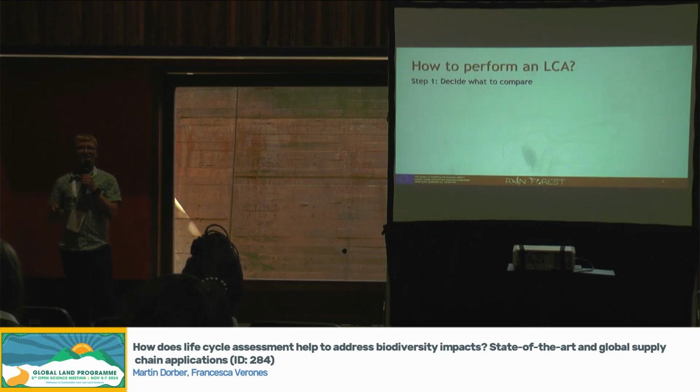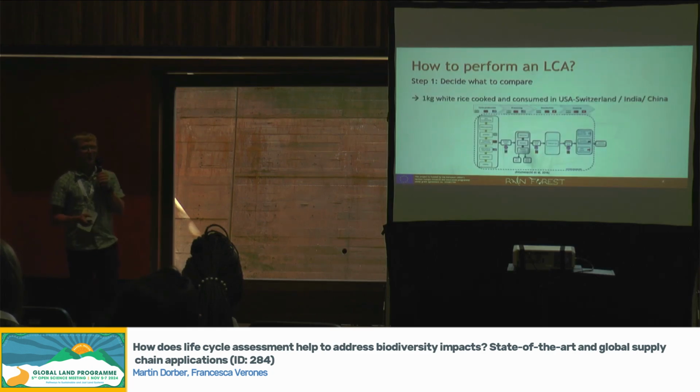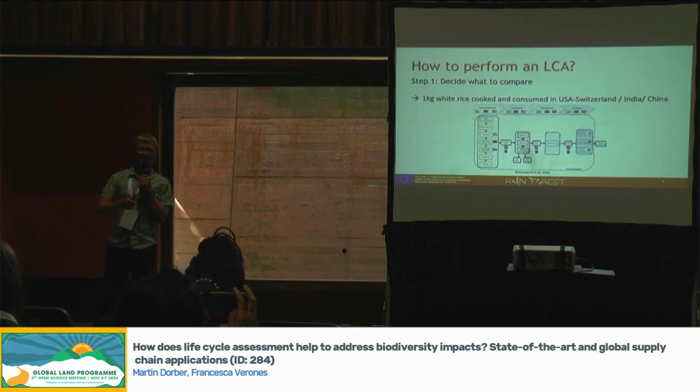The first question I have to ask myself is, what would I like to compare? For this talk, I decided that we're going to look at 1 kilogram of white rice cooked and consumed in USA, Switzerland, India, and China. This means we're looking at the production itself, then the processing, the distribution, and in the end, the cooking. And why USA and Switzerland? This is because in India and China, the rice is grown in the same country, while there is no rice grown in Switzerland, so there the rice is coming from the USA.